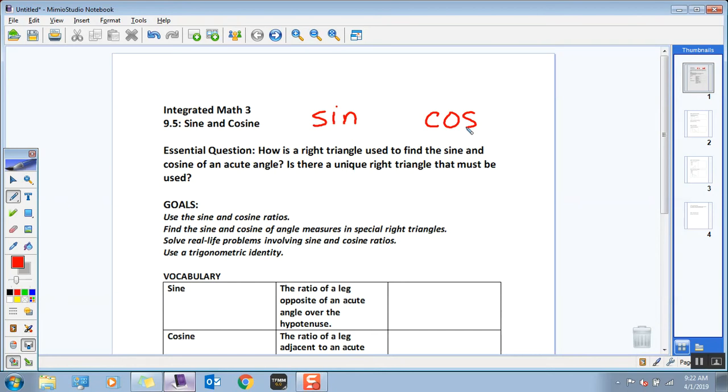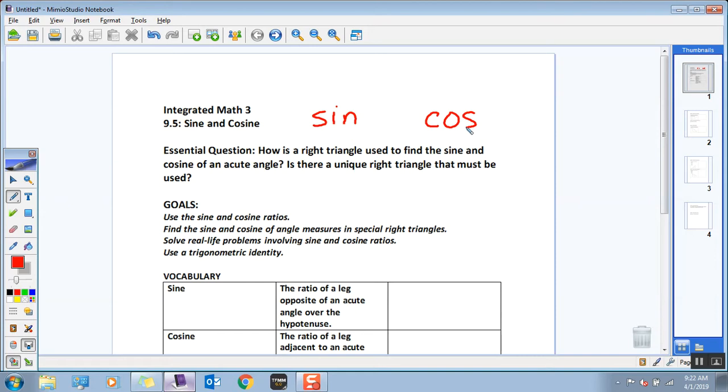I need a volunteer to read my essential question for me today. Who wants to do that? Thanks, Sonny. How is a right triangle used to find the sine and cosine of an acute angle? Is there a unique right triangle that must be used? I said acute wrong, probably because it's Monday morning math.